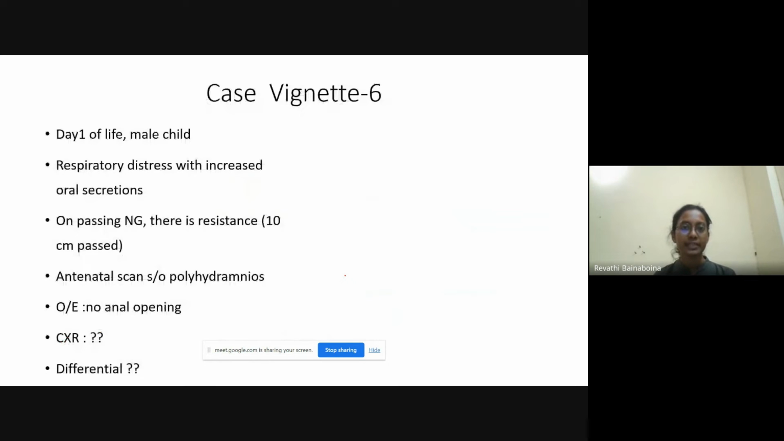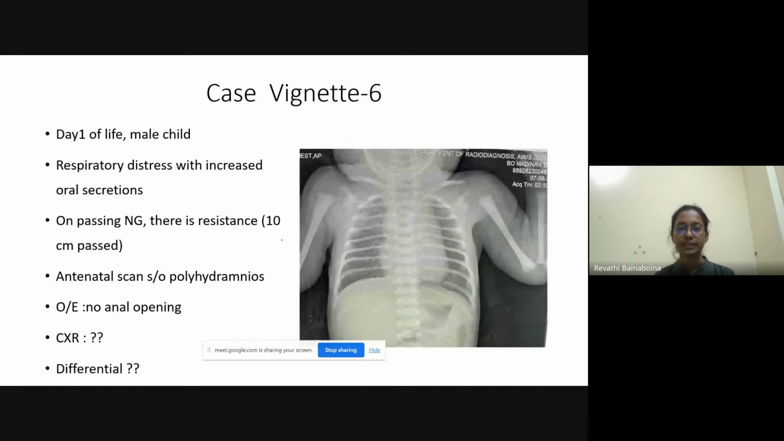Coming to the next case scenario, day 1 of life, male child presented with respiratory distress with increased oral secretions. On passing NG, there is resistance, only 10 centimeters is passed. Antenatal scans suggestive of polyhydramnios. On examination, anal opening is absent. Chest X-ray is suggestive of coiling of the NG in the upper part of the esophagus.